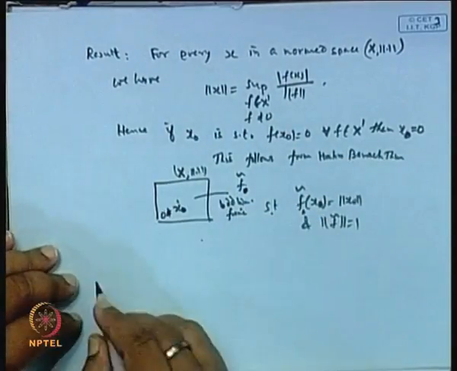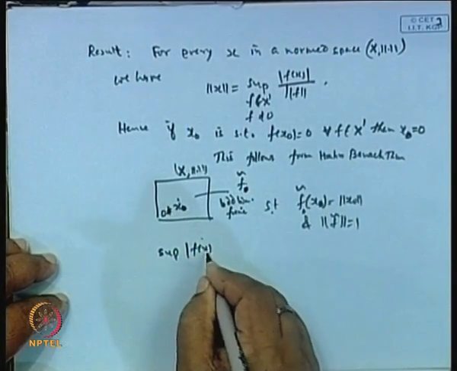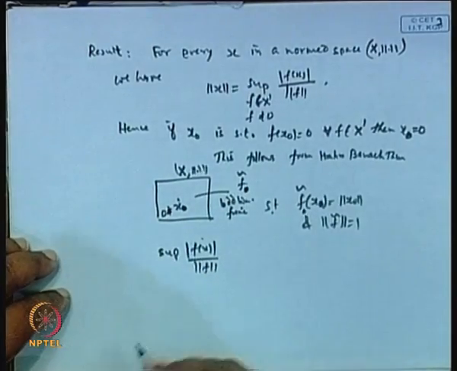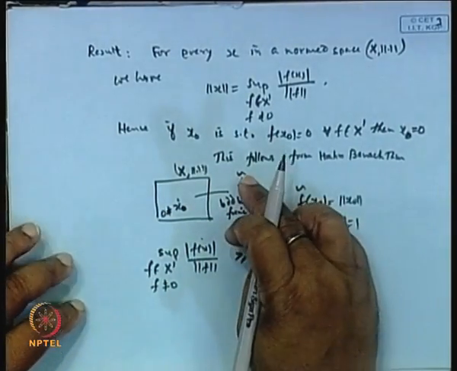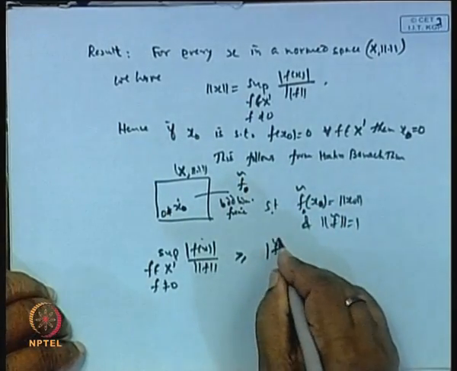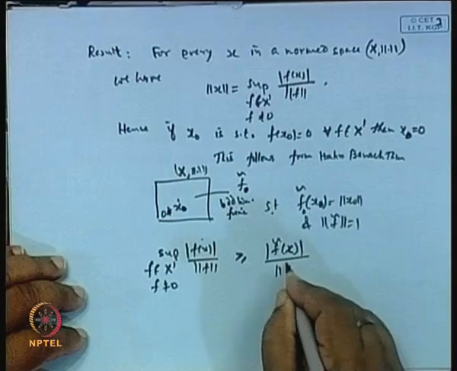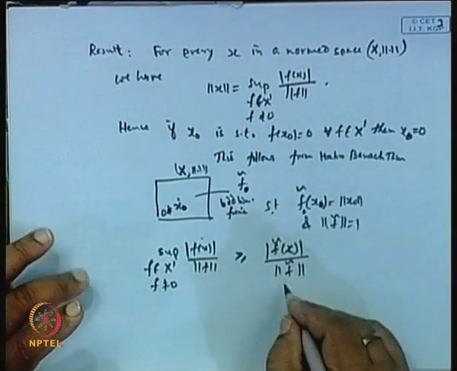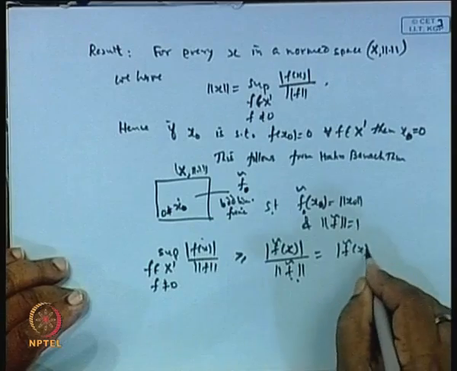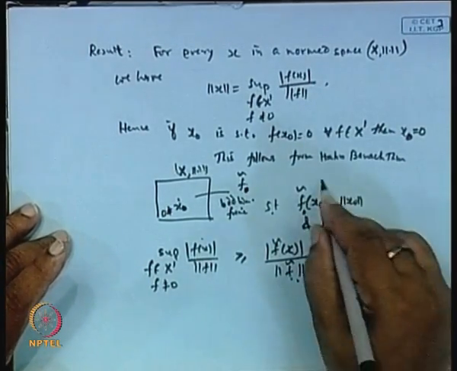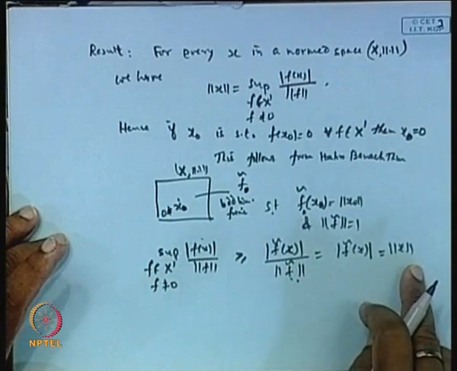So, using this we can show the norm of x. Start with the supremum of mod f x over norm f, when f belongs to the dual and f is not equal to 0. Obviously, this will be greater than or equal to the value at this particular f delta. So, this is greater than or equal to f delta x over norm of f delta, but x is fixed. So, we can find such an f delta where the norm is 1. So, this is equal to f delta x, but f delta x is equal to norm of x. So, this part is greater than or equal to norm of x.